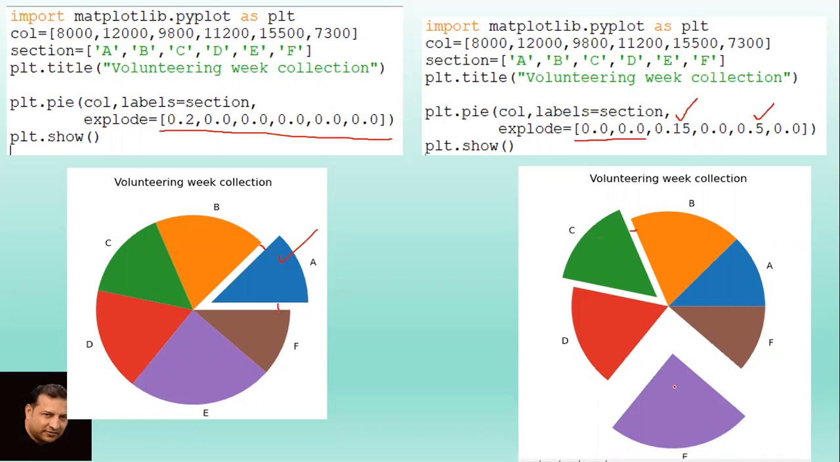And see this F part. Sorry, this is not fully visible at the bottom. This is the E part. D, E, then F. This distance is 0.5 units. So this is how we can use explode to show a highlighted part in a pie chart.